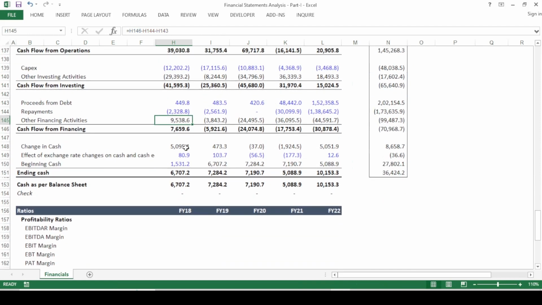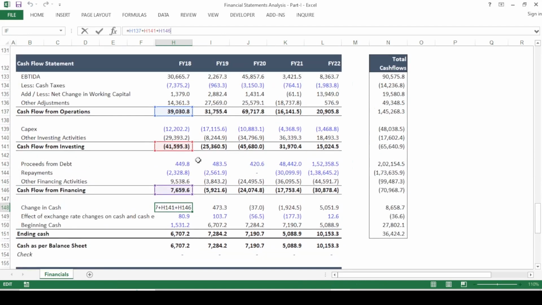Then finally, after this, we have something called the change in cash. That is nothing but the summation of all the cash flows. Then we have the effect of exchange rates on the cash and cash equivalents. And then we have the beginning cash. What the cash was for the last period, the ending cash for the last period of FY17, is going to be the opening or the beginning cash for the current period. Then finally, we sum up all these things to get the final or the ending cash. Now this ending cash is going to be the beginning cash for the next period. Hence we have linked it here.